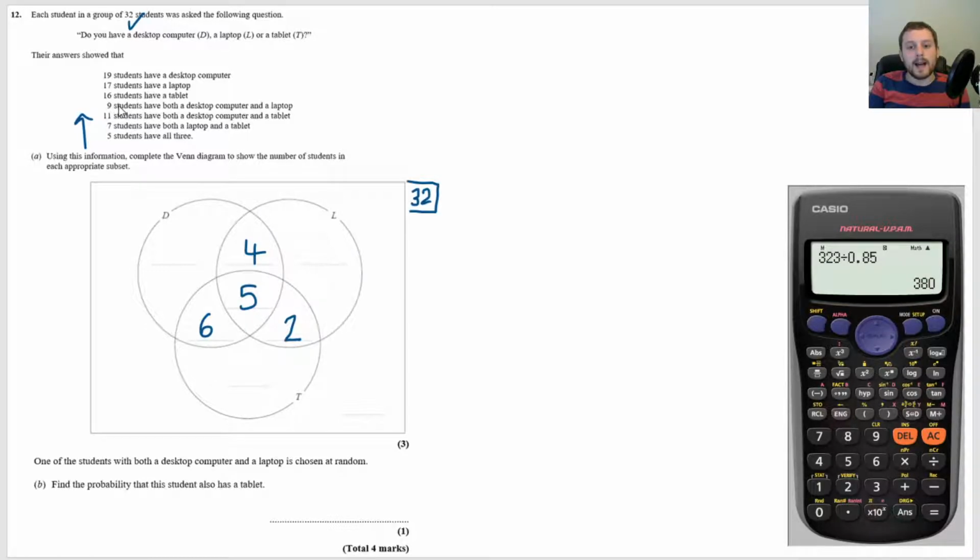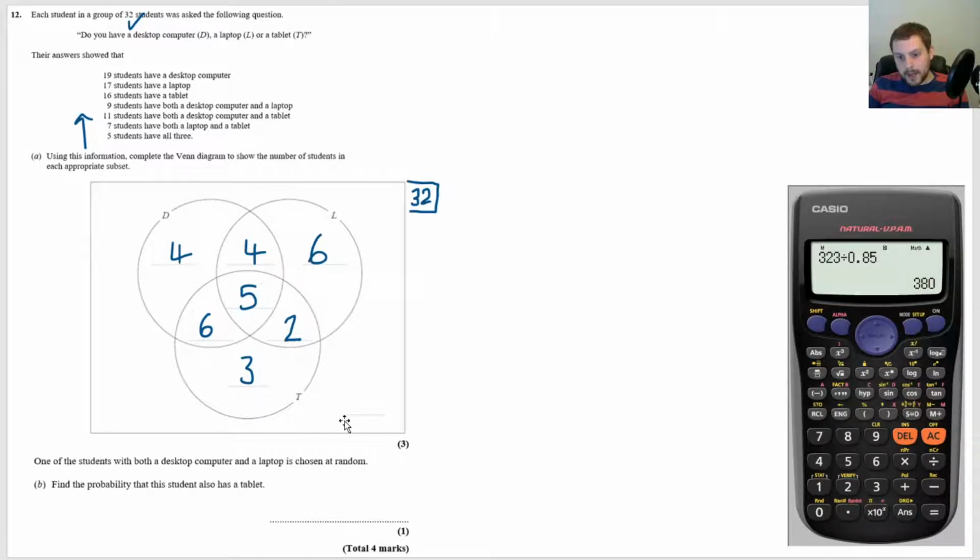16 students have a tablet. So 6 and 5 is 11 plus 2 is 13. So there's another 3 students who just have a tablet. 17 students have a laptop. So that's 9, 10, 11 there. Plus an additional 6 makes 17. And then 19 students have a desktop. So 6 and 4 is 10. Add 5 is 15. Add an additional 4 students to make this total circle be 19.